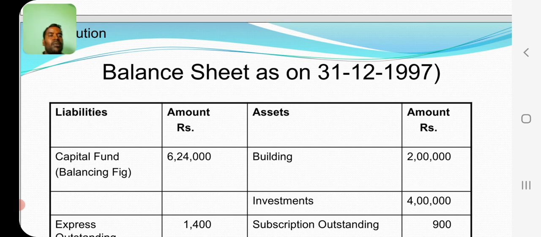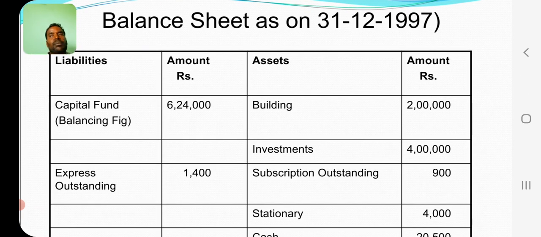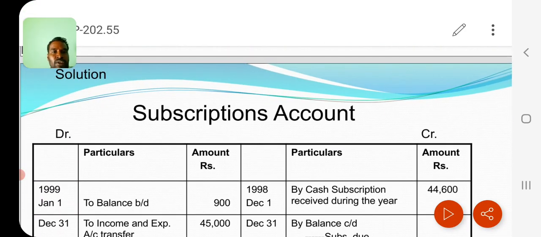So with this we have completed non-trading organizations. If you are perfect in preparing profit and loss account, trading account, balance sheet, then it is very easy to solve receipts and payments account, income and expenditure account, balance sheet. So go through these slides. You can solve more and more problems.